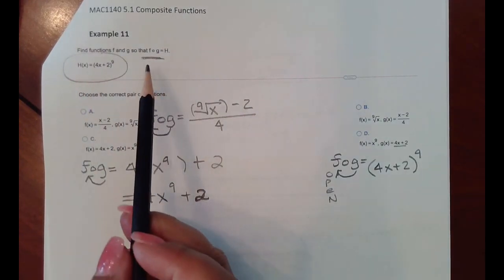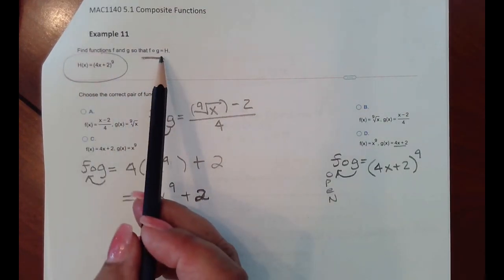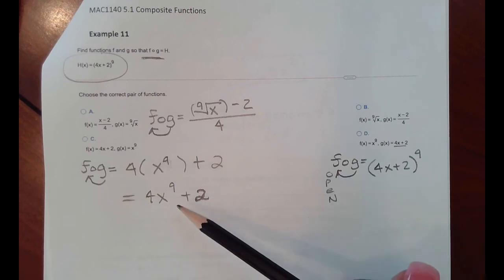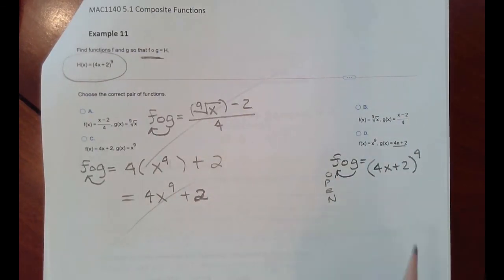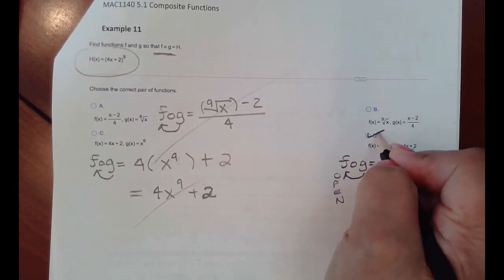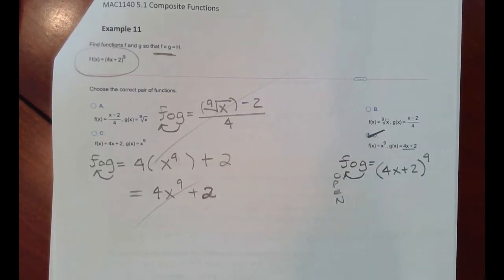When you did f composed of g, they wanted you to come up with this function called h, which looks like this, and that certainly isn't that. So that doesn't work, that doesn't work. Likewise, B wouldn't work. Choice D is the answer. Okay, that concludes section 5.1.